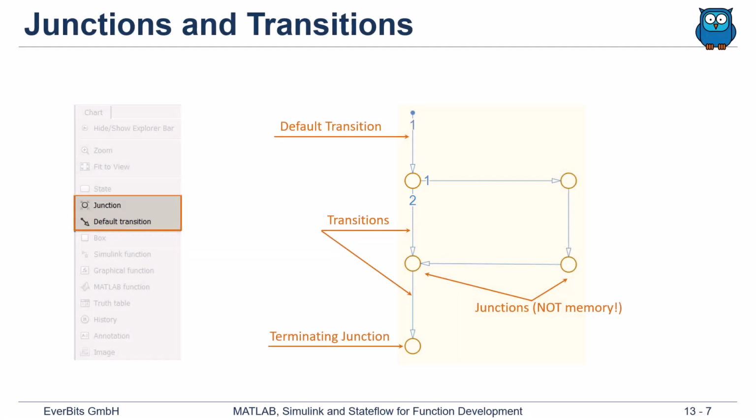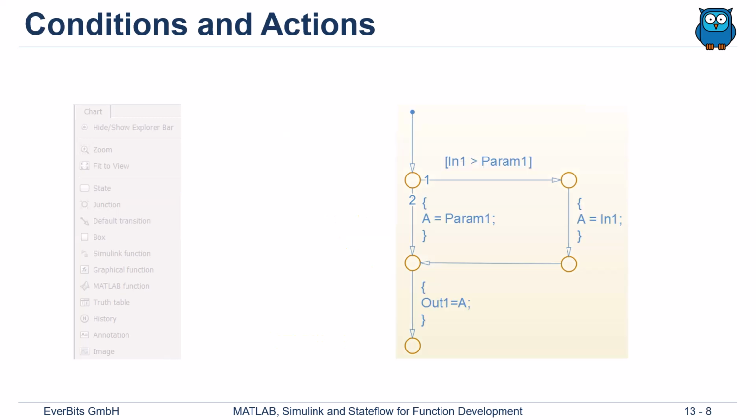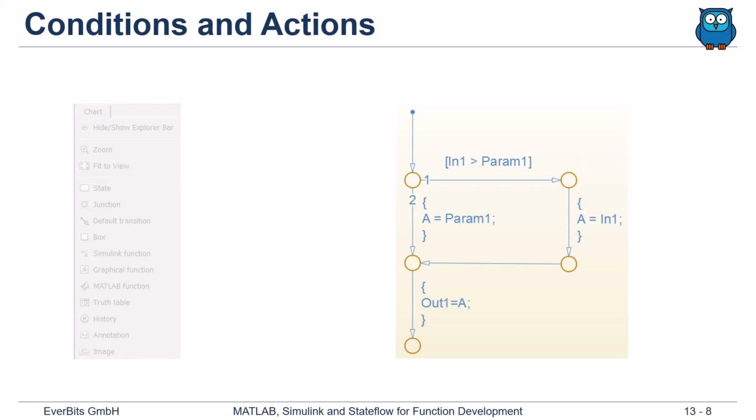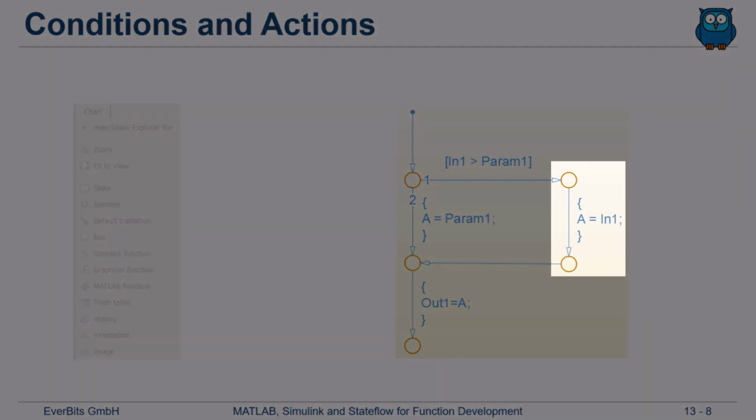So we need to define the conditions and we need to define the actions. How do you do that? For the definition of the condition, we're using the brackets. And if you put some condition into the brackets, Stateflow will interpret it as a Stateflow condition. In this example, we have the input in1, and the condition is that if in1 is bigger than param1, then the first action shall be triggered. It means the intermediate variable a shall be set to in1.